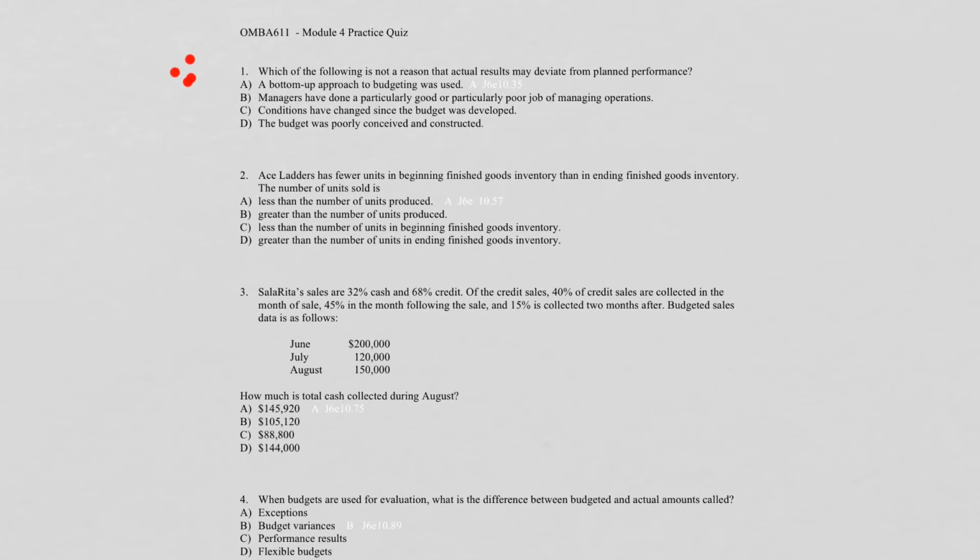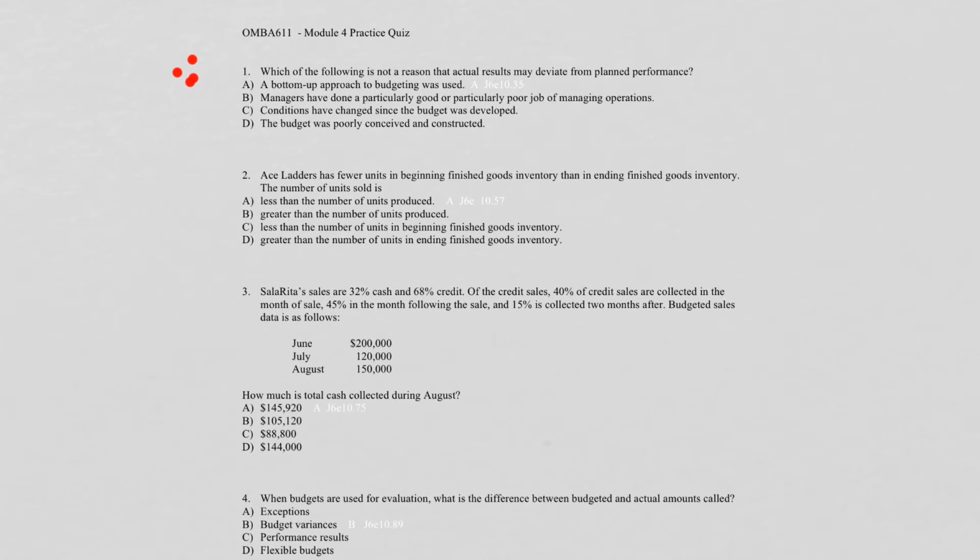So this is definitely a budget type question, and we see that the answer A, bottom-up approach to budgeting, was used. That's one of the reasons why this is a correct answer, because we learned in class that indeed the bottom-up approach is a really good way to do budgeting. So that obviously is not going to be a reason for results deviating from planned performance. Let's see the other answers.